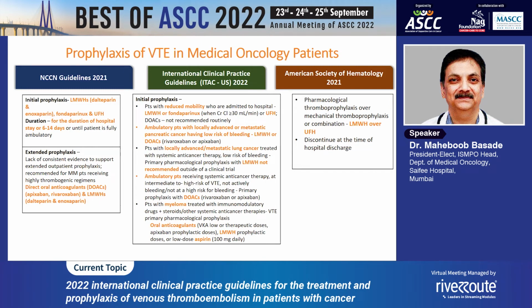DOACs are not recommended routinely. These are direct oral anticoagulants, and they are not recommended routinely because that's a 1B recommendation, but there are a lot of studies now showing that if patients have locally advanced or metastatic pancreatic cancer with a low risk of bleeding, they can be given DOACs like rivaroxaban or apixaban.